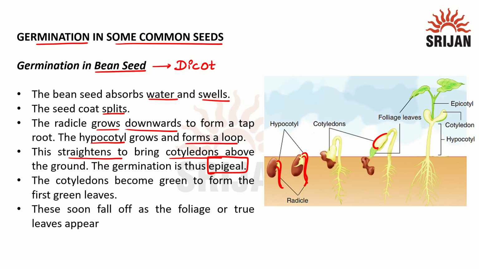The cotyledons will soon turn greenish in color, start photosynthesizing and provide energy to the seedling. Now, cotyledons are said to be the first green leaves. Once the food is used up, they will wither away or fall off as foliage, and the true leaves will start to appear.